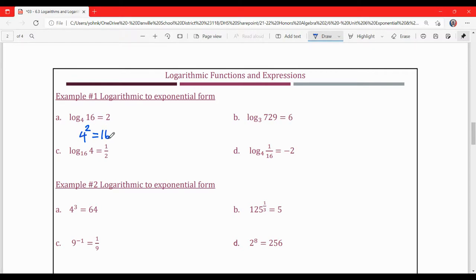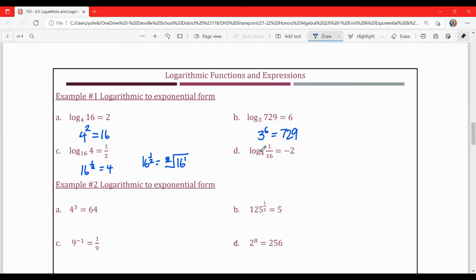4 squared equals 16. Letter B, log base 3 of 729 equals 6. You take the base 3, you raise it to the sixth power, and it equals 729. And in fact, 3 to the sixth power is 729. If you look at letter C, log base 16 of 4 equals 1/2. Exponential form would be 16 to the 1/2 power equals 4. This is also a true statement because remember, 16 to the 1/2 power means the square root of 16, and the square root of 16 is 4.